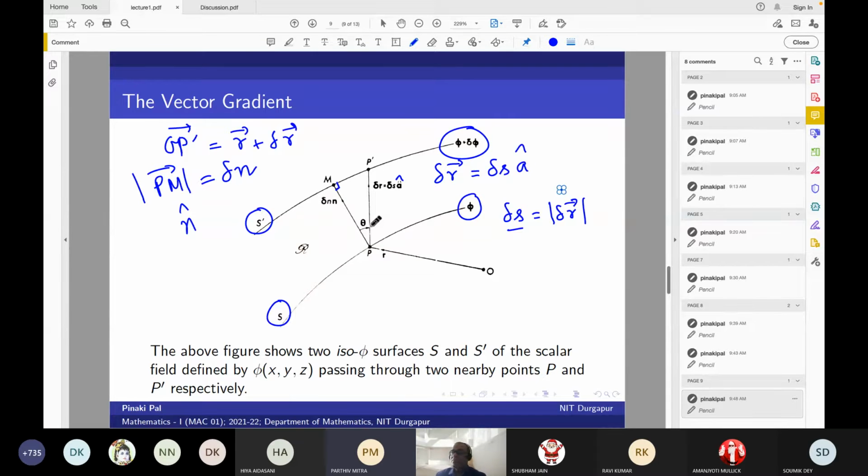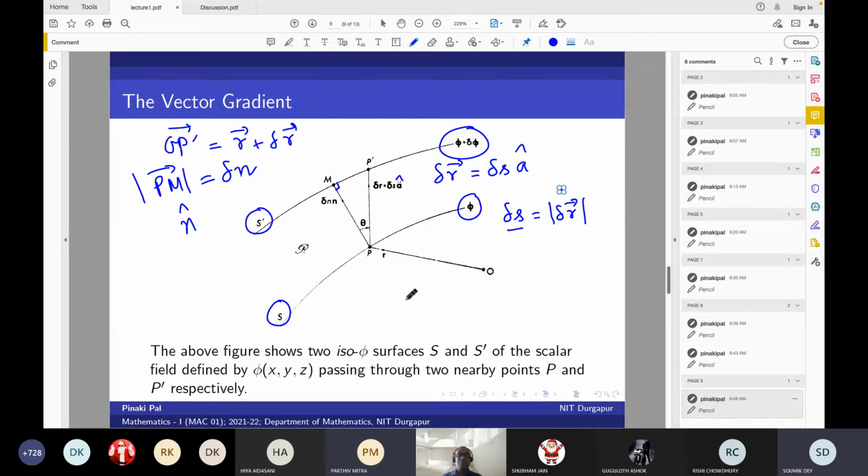Now theta is normally small. P dash is a nearby point, and if you take P dash somewhere here, it can go maximum up to around 90 degrees actually. Cos theta will be delta N by delta S.